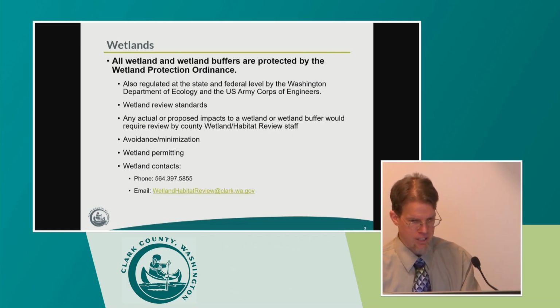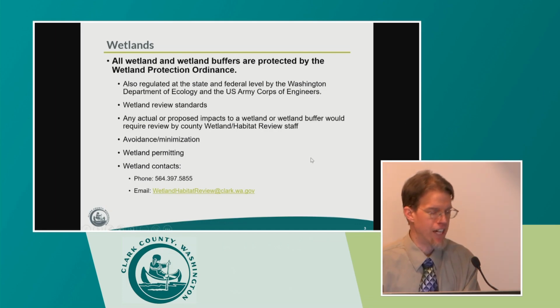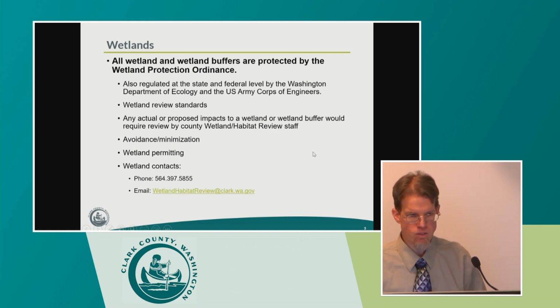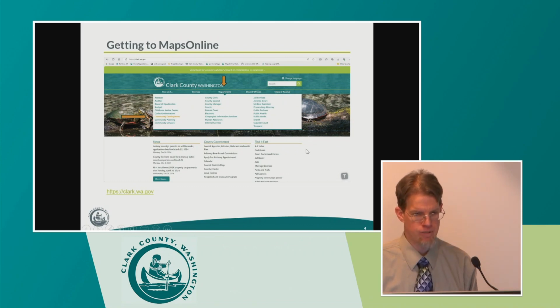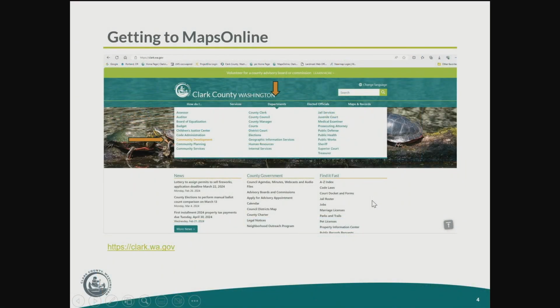Again, I've also got the contacts for our wetland group. We're basically a combined group, but got them at the bottom of the slide here for you. So next, got to dive into getting into MapsOnline. First option is going to be through our wetland habitat review page. In order to get there, got to start from the Clark County webpage, which I put a link at the bottom of the slide there.